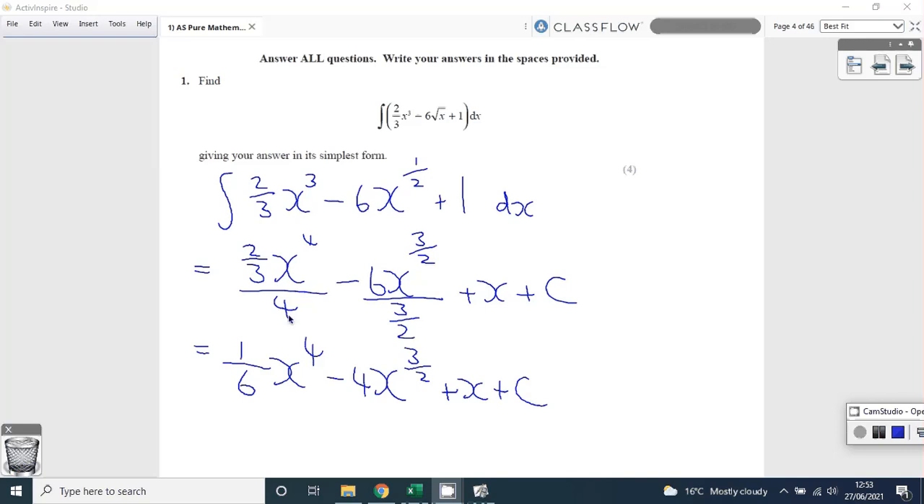2/3 divided by 4 is 2/12, which is a 1/6. And then over here, dividing by 3/2 is the same as multiplying by 2/3. So 6 2s are 12, 12 divided by 3 is 4, so it's a -4. So that is our final answer.